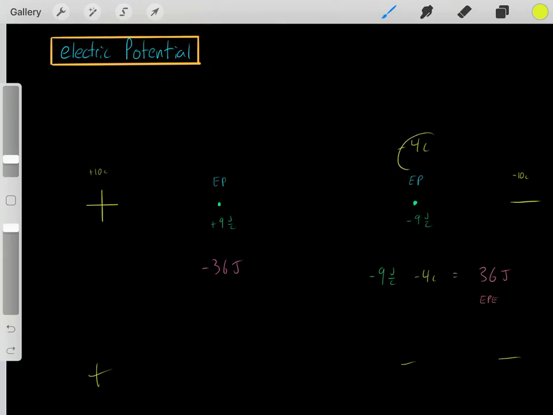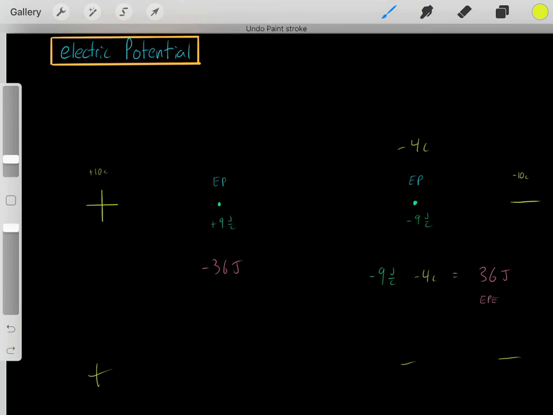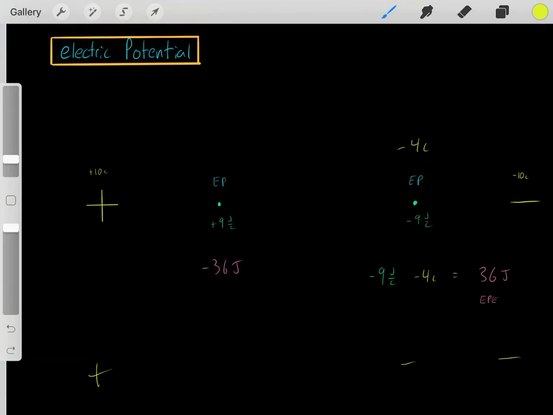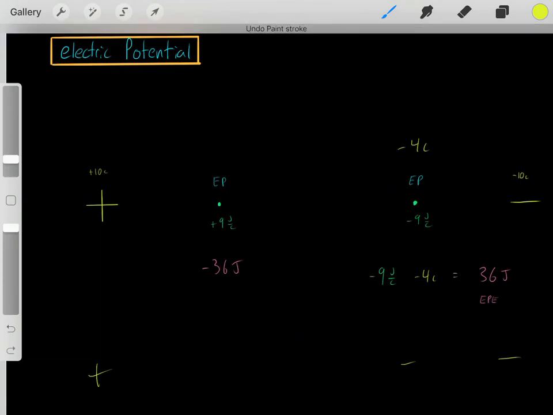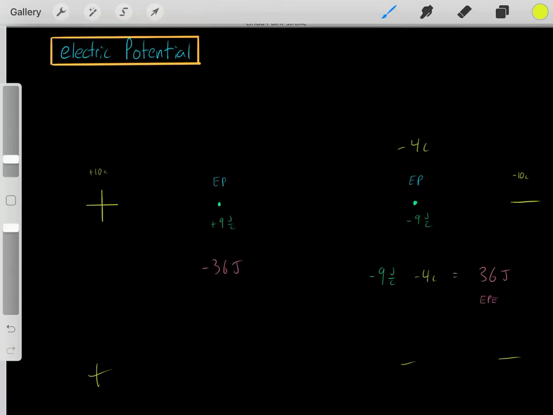Why? Well, when the negative 4 coulomb charge particle is here, we have 36 joules of energy in the form of electric potential energy. But if it were to move here, we would have a system with negative 36 joules of energy in the form of electric potential energy. So as it moves, the system goes to a lower energy state, a system with less energy in the form of electric potential energy.